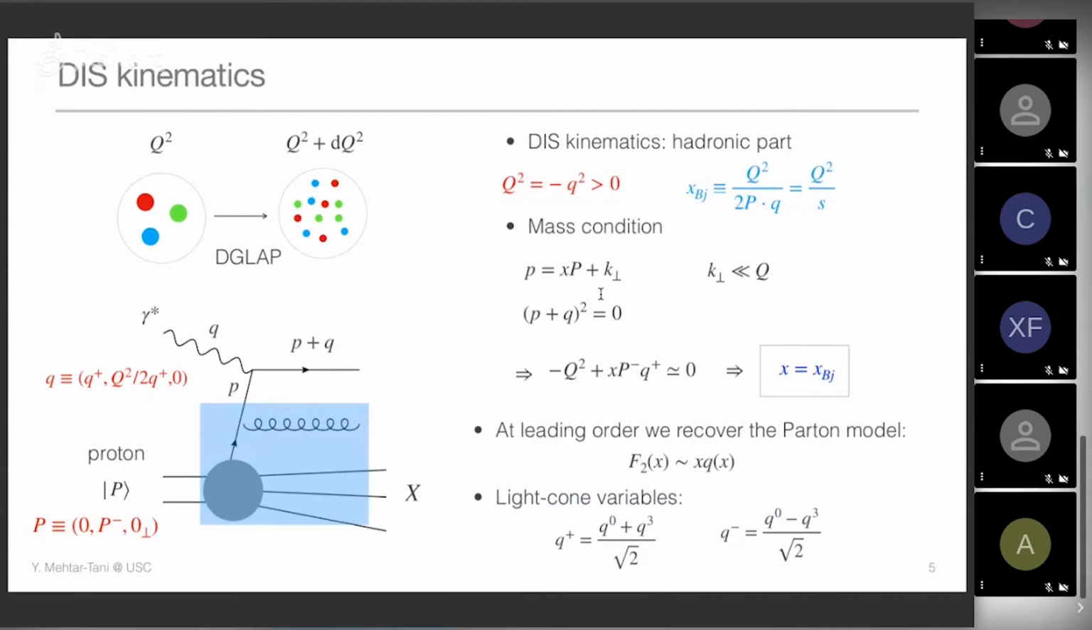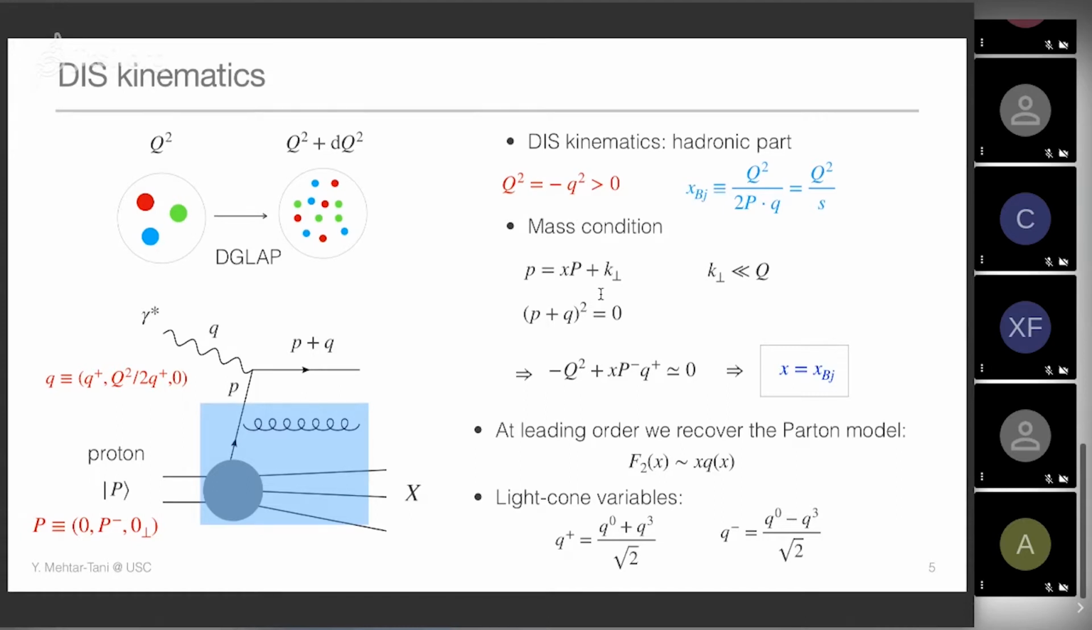So I will of course discuss DIS in this talk. I will focus on inclusive deep inelastic scattering for simplicity, and because this is enough to convey the message. So what is the spirit of DGLAP and how does it show up when you look at deep inelastic scattering? So what is deep inelastic scattering? Probably you all know about this. You take an electron, you look at electron-proton collisions.